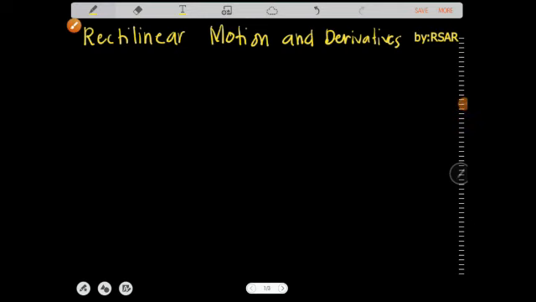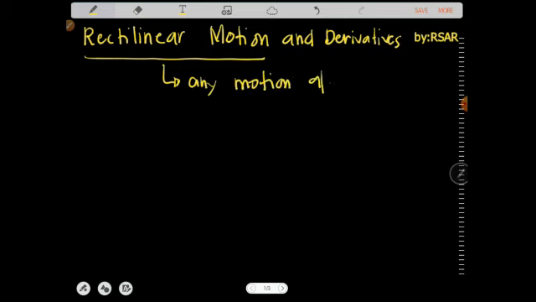Rectilinear motion and derivatives. So first, we define rectilinear motion. When we say rectilinear motion, it is any motion along a straight line. So that's what we call rectilinear motion. For example, you have a stone and you throw it upward, that is motion along a straight line, and then it falls, another motion along a straight line.